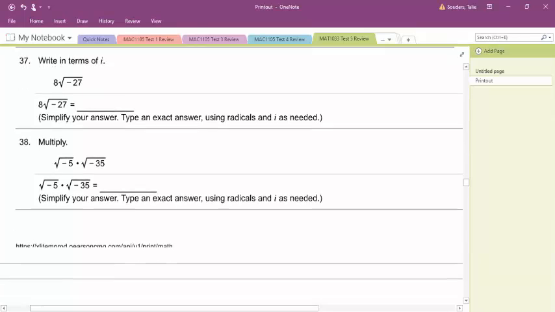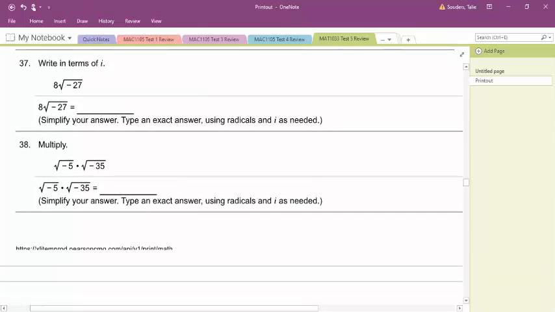So how would you simplify number 37? Would you break it apart and make it like 3 times 9 times a negative 1? And then that way you can square root the 9 and bring out the 3. So the square root of 3 stays. This 9 becomes a 3. The square root of negative 1 becomes an i, right? And then when you multiply all that together, what is your final answer?